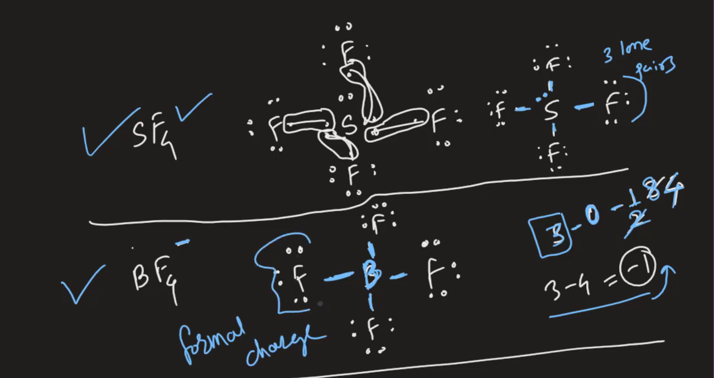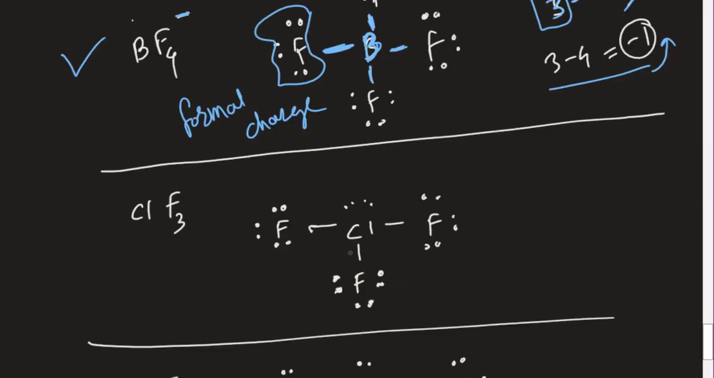And for the fluorine, you can see that there are 3 lone pairs and there is 1 bond between fluorine and boron. Let us look at the next Lewis dot structure for the ClF3. So we can see that for the chlorine, this is the central atom. There are 3 fluorine atoms surrounding this chlorine atom, and there are 3 bonds as well.